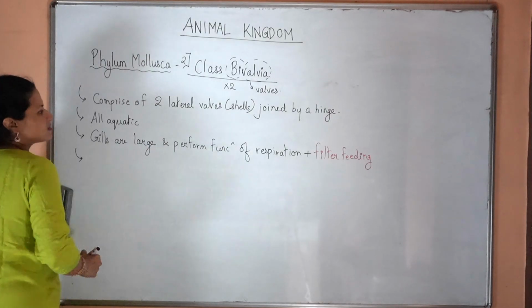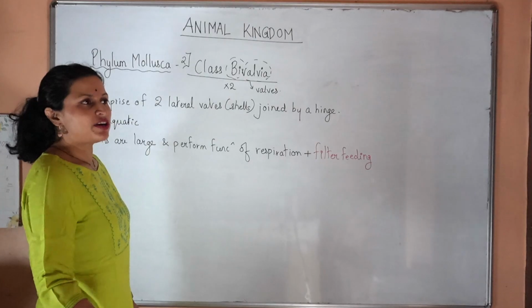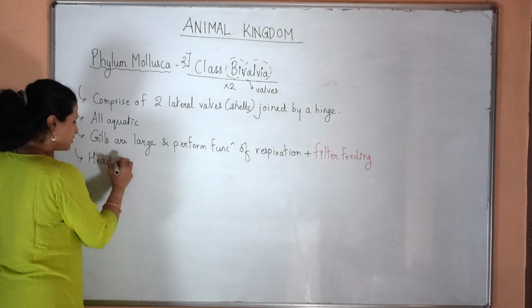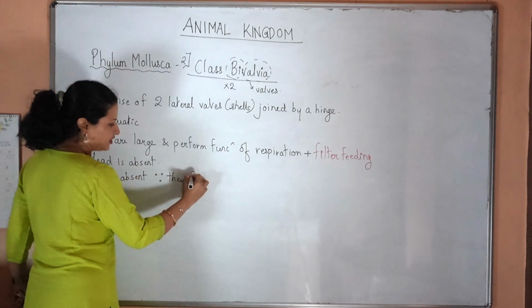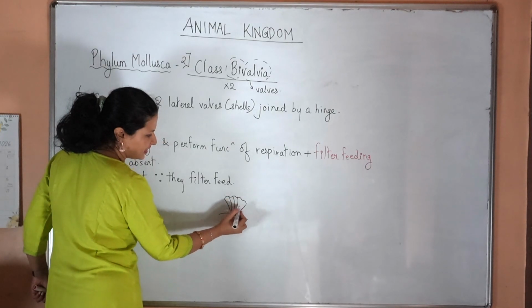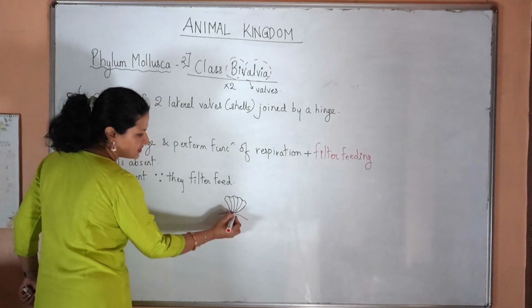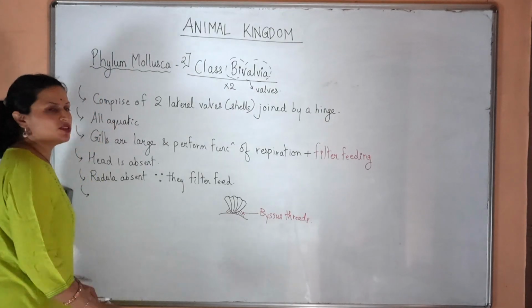Because they perform filter feeding, they do not have radula. They do not have a head even; head is absent in them. As such, radula is also absent since they filter feed. Many of these forms are stationary and attach to the rocks using a special type of threads which are called byssus threads. The byssus threads help them in attachment to the rocks.